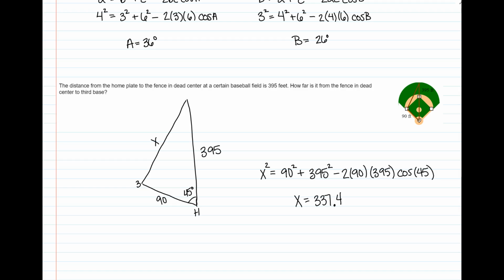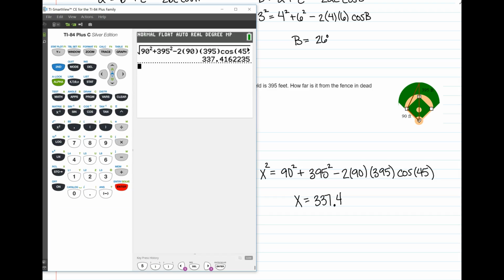Okay? You certainly don't have to do it all in one step, but it's kind of nice. You don't have to keep up with big numbers along the way. You can just put it all in at once. Okay? Just don't forget the square root.